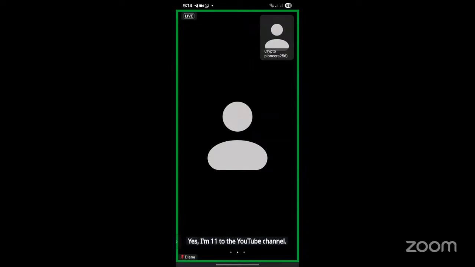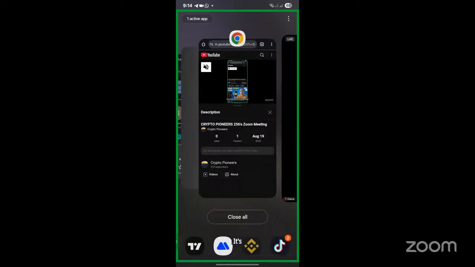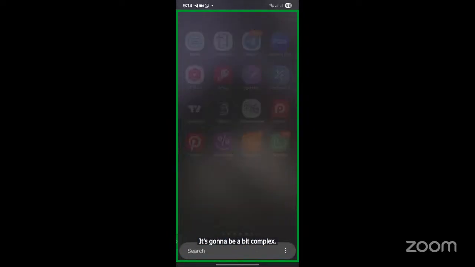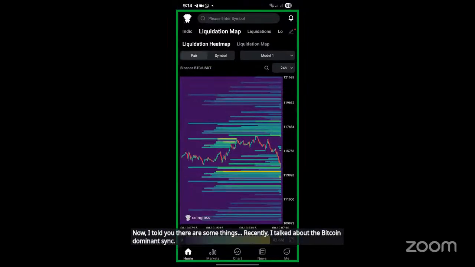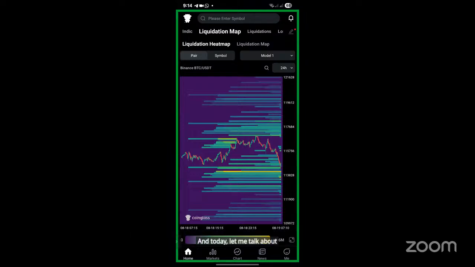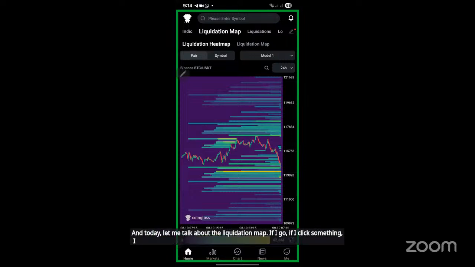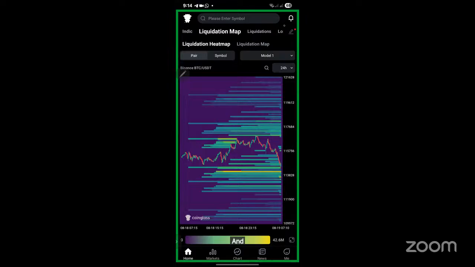And in today's lesson, it's going to be a bit complex. I told you there are some things. Recently, I talked about the Bitcoin dominance. And today, let me talk about the liquidation map. If I teach something, I will just knock on something, and it is upon you to go and do extra research on such a thing that I've talked about.